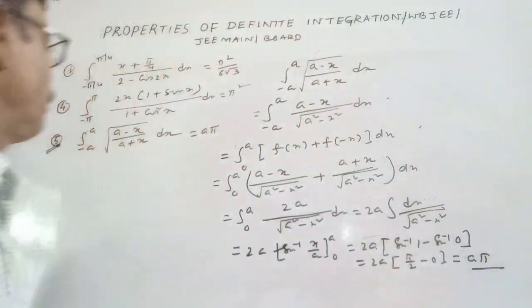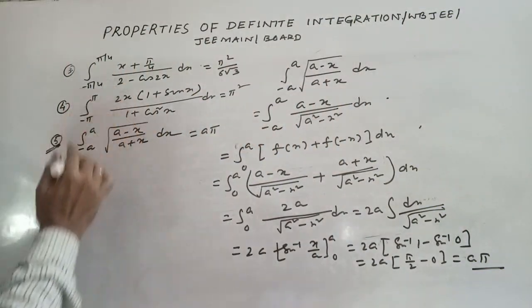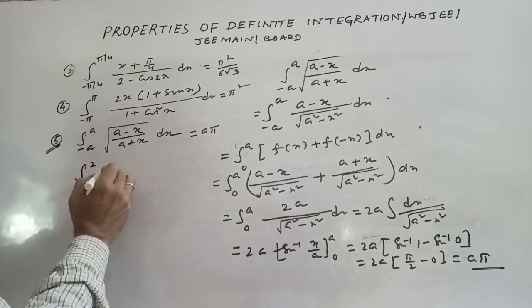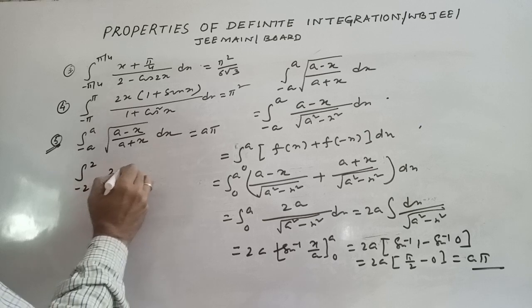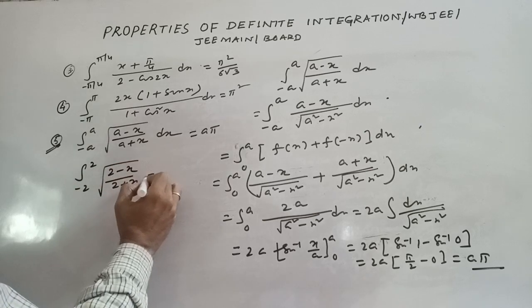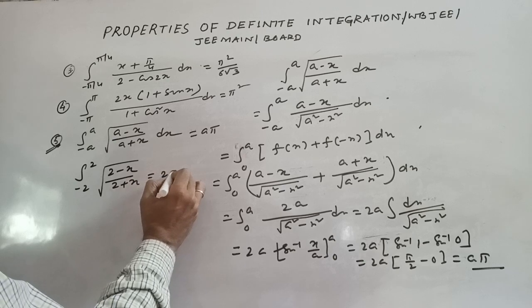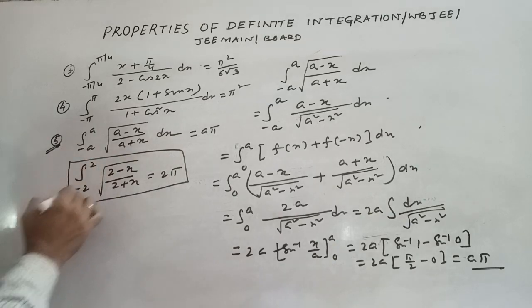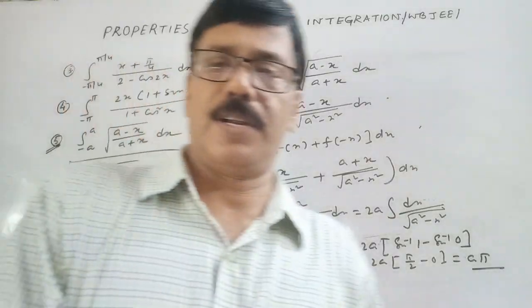So you remember this result. It is general. So what will be the result if it is minus 2 to plus 2? So 2 minus x by 2 plus x is 2 into pi, where a is replaced by 2. So you remember this result for competitive exams.